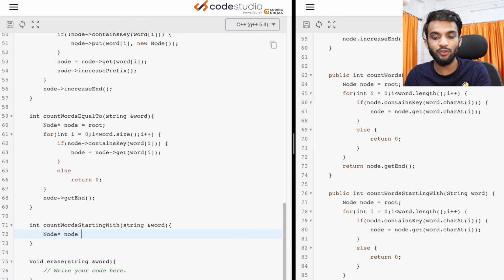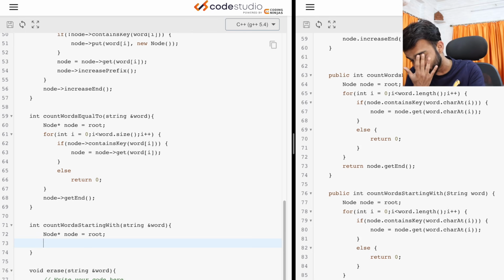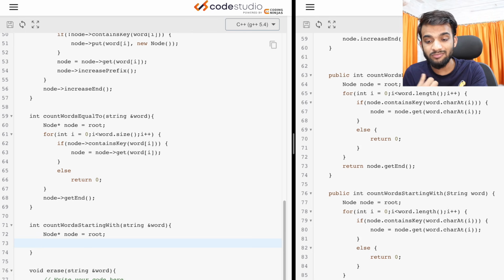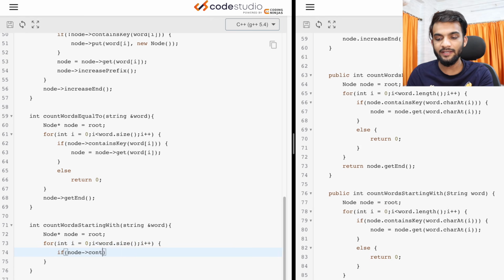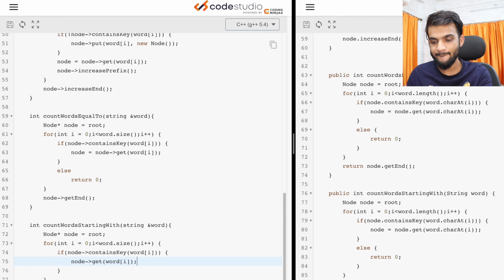So what you'll do is node star equal to root as the initial stuff that you will do. And since you're required to count words that are starting with, can I again say you will simply iterate across this word? I can. Let's iterate across the word. And if node contains key, then it's okay. That's absolutely okay. And what you'll do is, you'll go across to getting this word. And if it does not, there's the same thing. You'll say there does not exist anyone, so can you please return a 0?